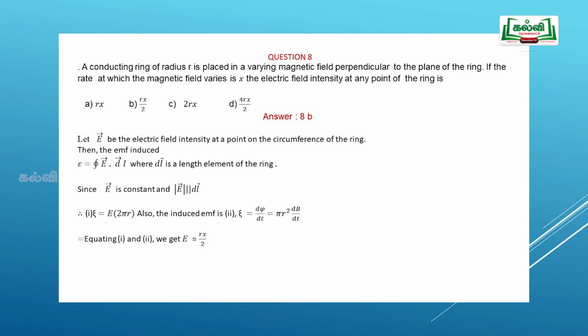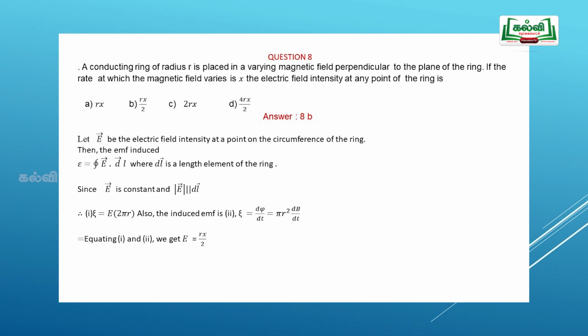You just substitute for dB by dt as x. What is asked for? The EMF induced in the ring, that is, the electric field intensity E vector is asked for. EMF is potential. Now what do you go for? What is potential difference? Work done, force dot displacement. Integral E dot dl. The line integral of electric field is potential difference, that is the induced EMF here. Now if we consider this ring, the electric field will be along the ring and this dl is also along the circumference of the ring.